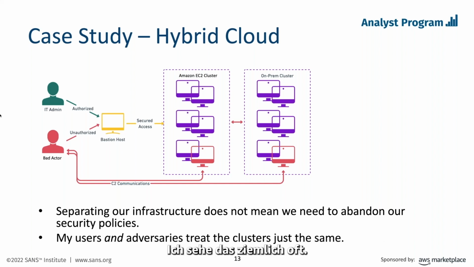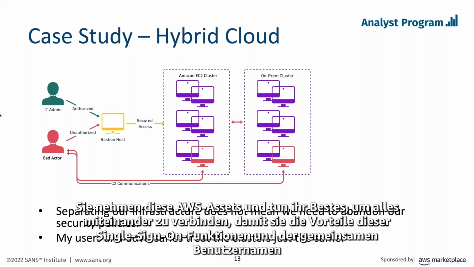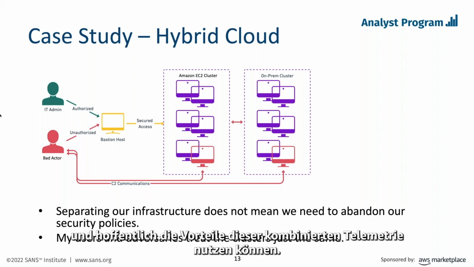I see this happen quite often. I see an enterprise on-prem try to connect and reach out to their cloud-based enterprise setup as well. They're going to take those AWS assets and do their best to try and rope everything in so they can take advantage of those single sign-on capabilities and take advantage of those shared usernames and hopefully take advantage of that combined telemetry.